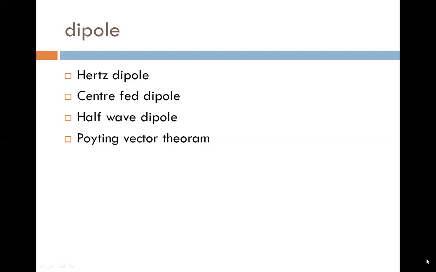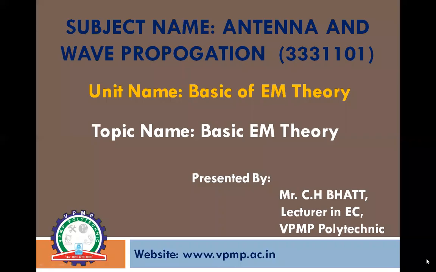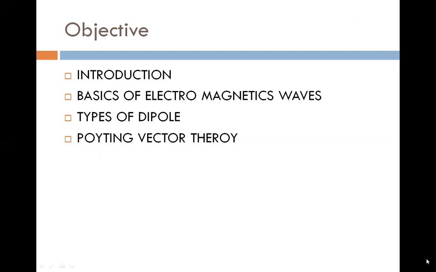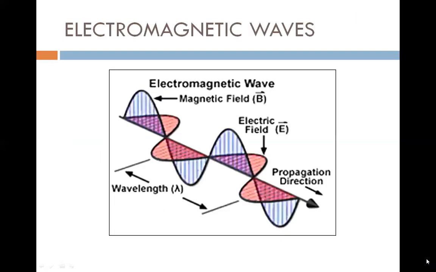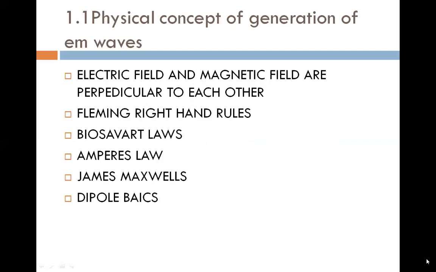So here see what we discussed. First of all, introduction, what is the antenna, basics of electromagnetic waves, types of dipole, and final one is the Poynting vector theorem. Here we see exactly how the wave is propagated, why it is called electromagnetic waves, what is the electric field, what is the magnetic field. Now next we go for the scientists that gave some statements.